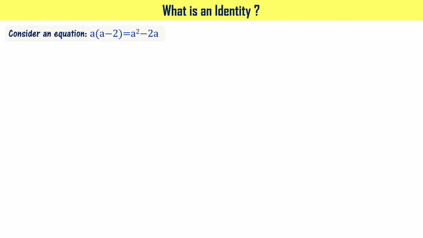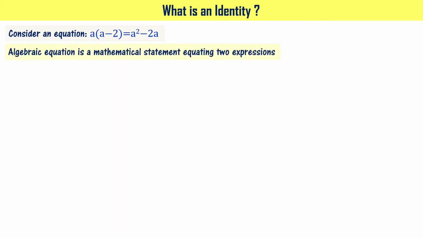What is an identity? Let us consider an equation a times a minus 2 equal to a square minus 2a. This is called an equation. The reason is that algebraic equation is a mathematical statement equating two expressions. As you see here, you have two expressions, right? And there is an equal to symbol in between. That's why this is called an algebraic equation. So algebraic equation is defined as follows. Algebraic equation is a mathematical statement equating two expressions.